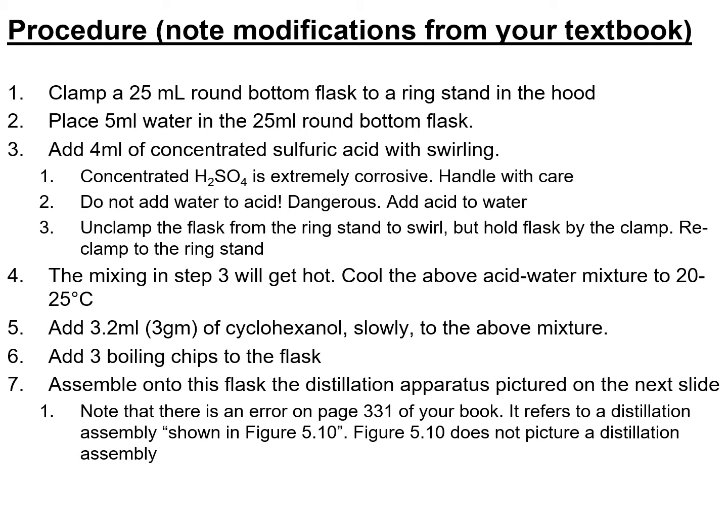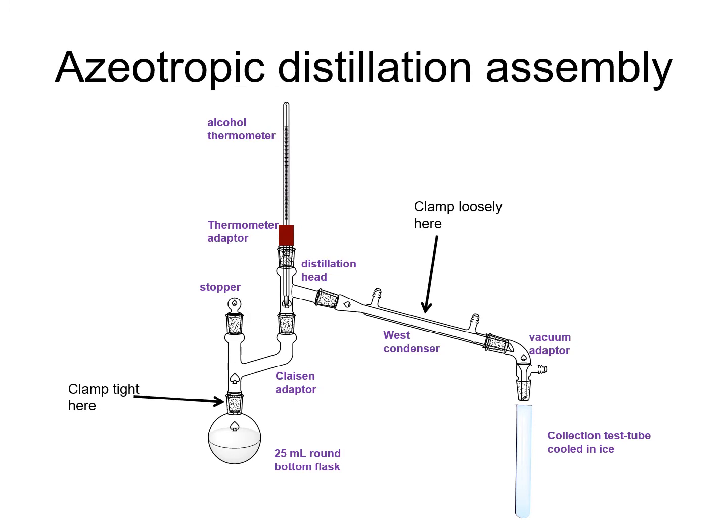So once that's all done, you're going to assemble a distillation apparatus. There's a picture of it on the next slide. Inside your book, there's a picture as well. It's page 331. But that's not a correct thing. It's figure 5.10, I believe it is. Yeah, 5.10. And that's not the correct distillation assembly we need for this. So you should use this next slide as your reference for our setup. Here's the correct distillation assembly.